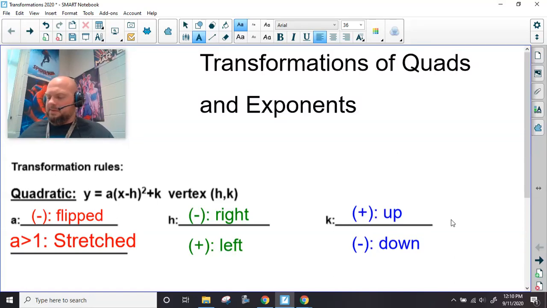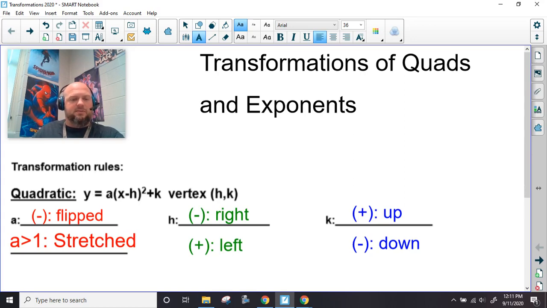All right, moving on to our next thing. Transformations of quadratics and exponents. Now, for Algebra 2, this is Algebra 2 no trig, or regular Algebra 2. This is something that you should be familiar with from Algebra 1. Okay, now, here's your transformation rules.